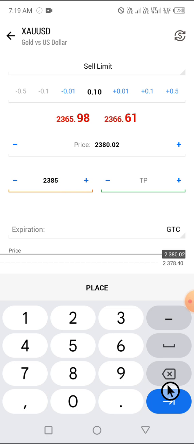So we are selling, not buying. So our stop loss will definitely be above our entry, and our take profit will be below our entry because it's a sell. So we're going to put 23.70 as our take profit. So that's how to go about pending orders.